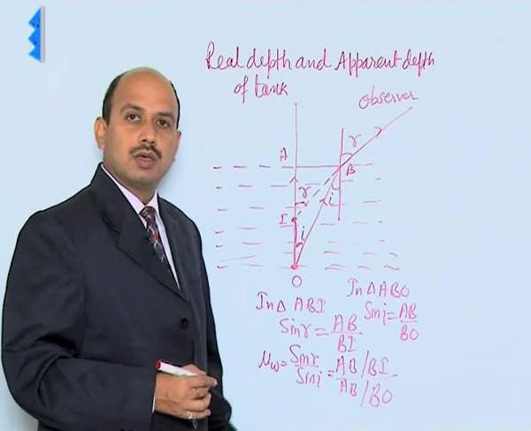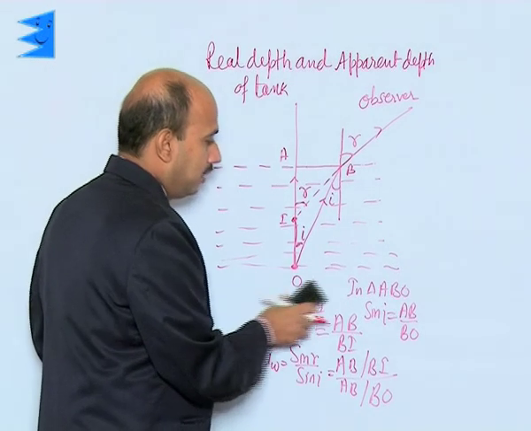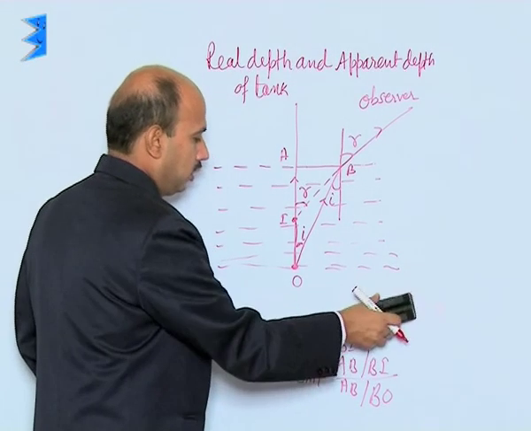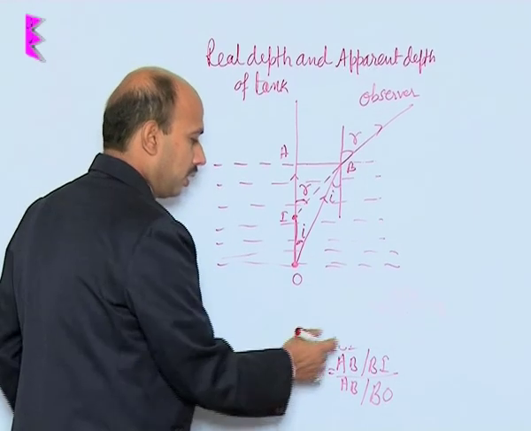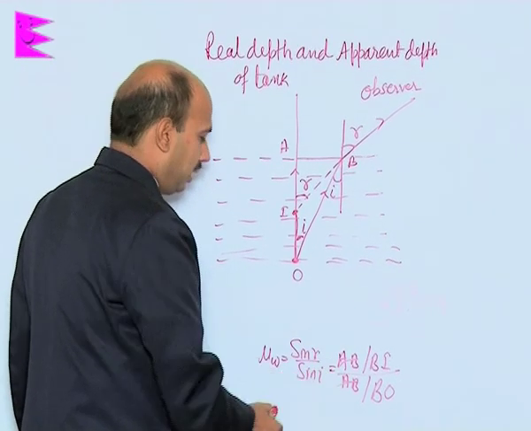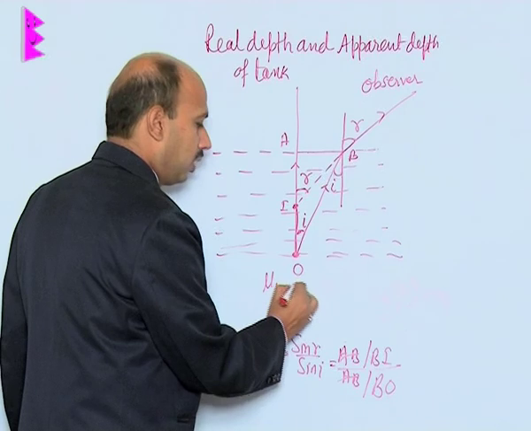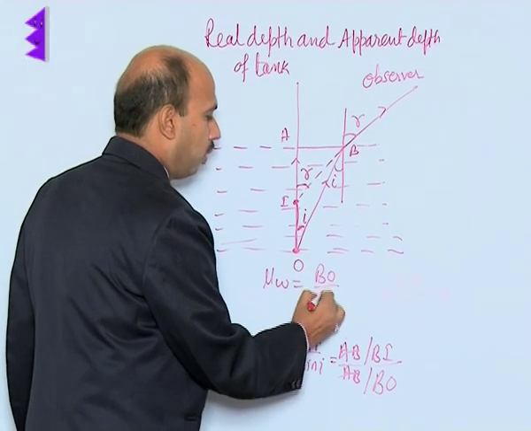And now, we can solve this one. We will get AB and AB cancelled. So, mu W is equal to BO upon BI.